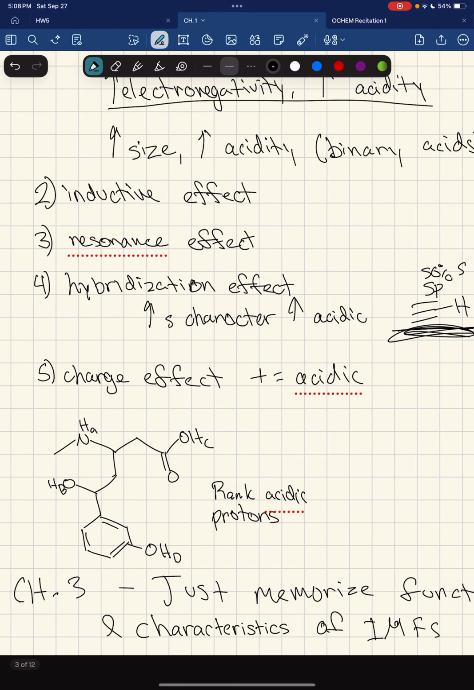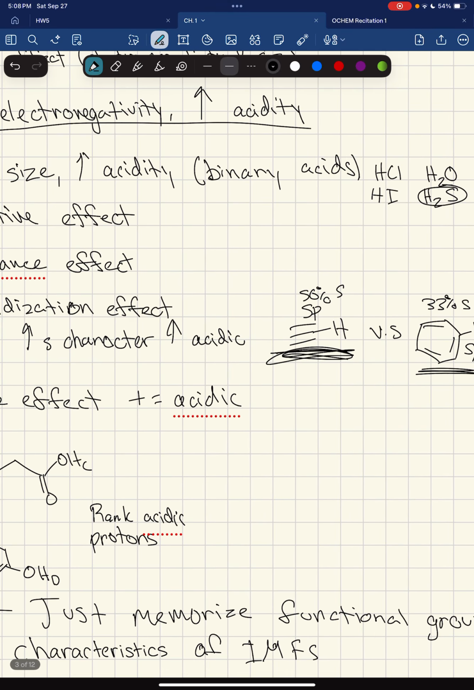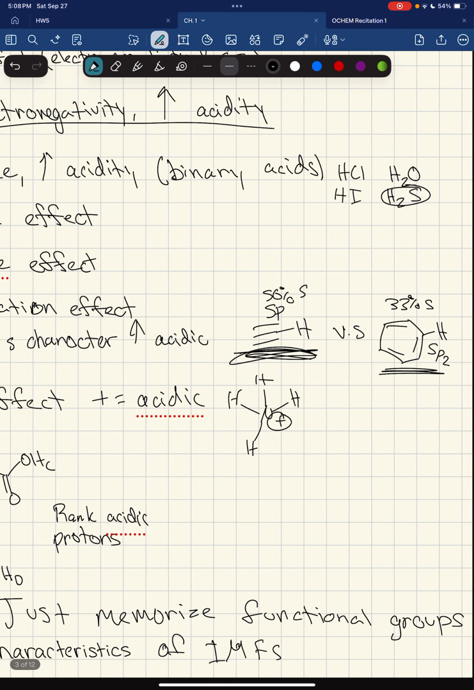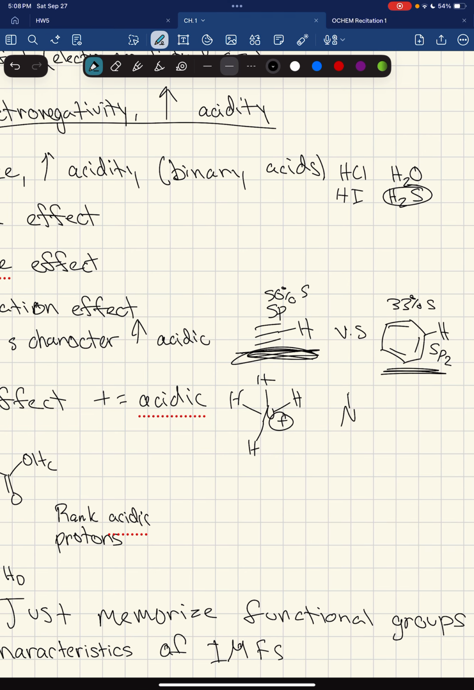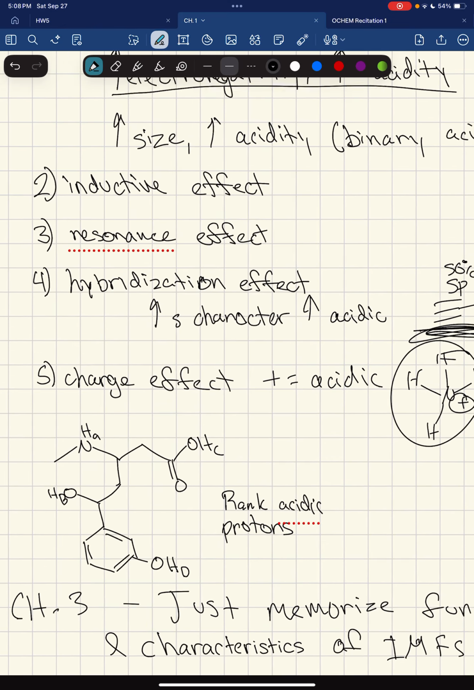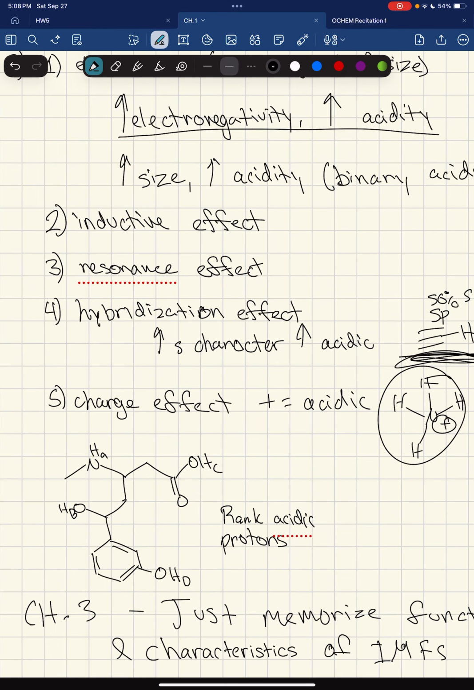Charge effect. If there's a positive charge on a molecule, it's going to be more acidic. So NH4 plus has a positive charge, way more acidic than NH3. More acidic.